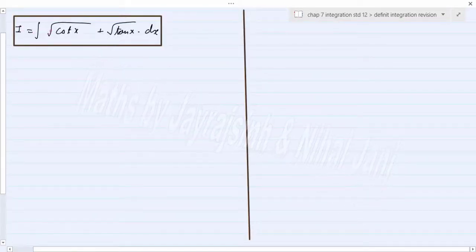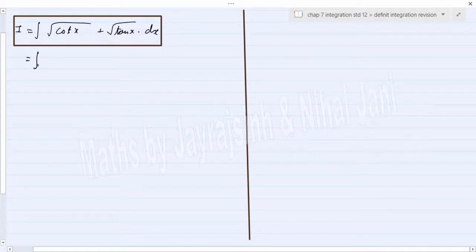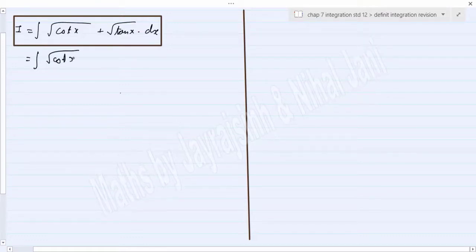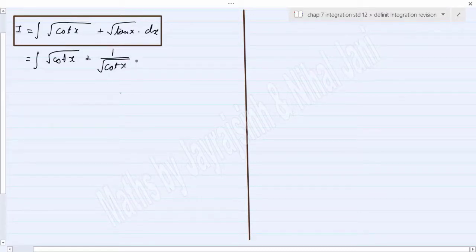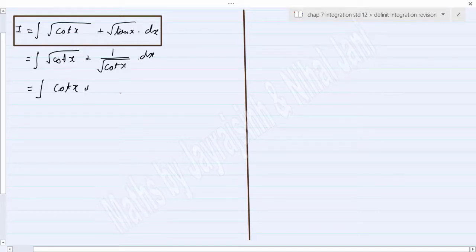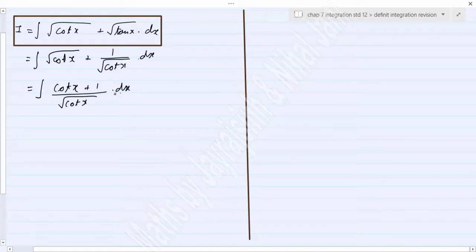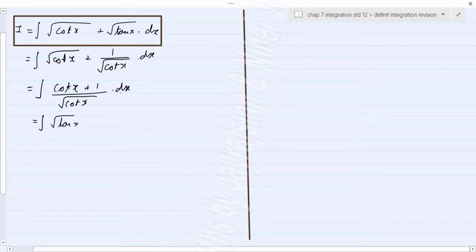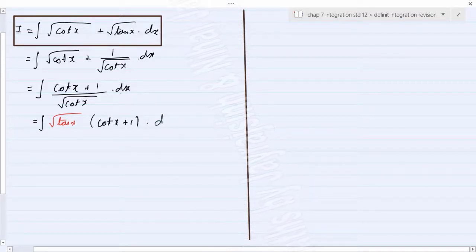In this question, we have to integrate root cot x plus root tan x. So first of all, let's take root cot x as it is, and let's convert this tan x into under root of cot x, dx. Let's take LCM. You will get cot x plus 1 upon root cot x, dx, or we can say under root of tan x into cot x plus 1, dx.